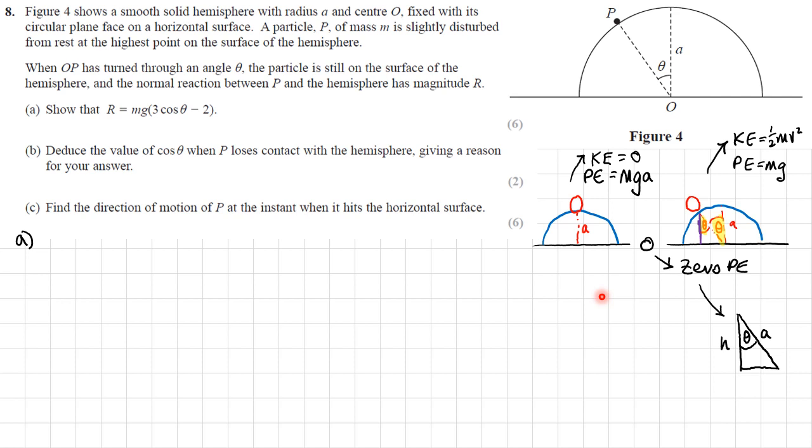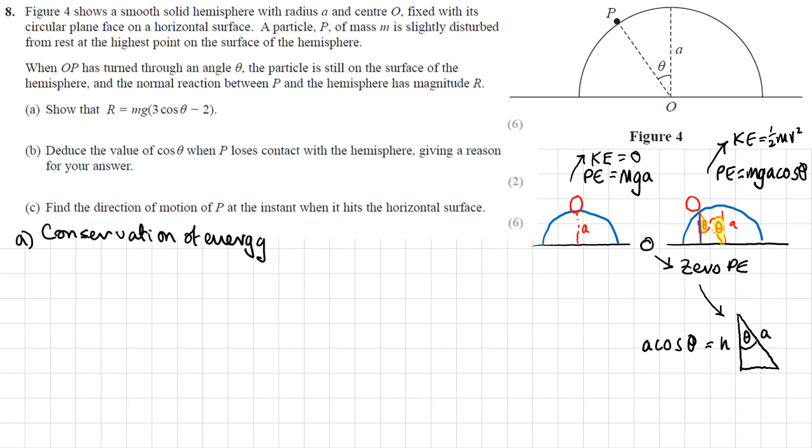So the height of the particle at this point is going to be a cos theta. So that's this height here, a cos theta. So potential energy is going to be equal to mg times a cos theta, and that's because this h here is equal to a cos theta.